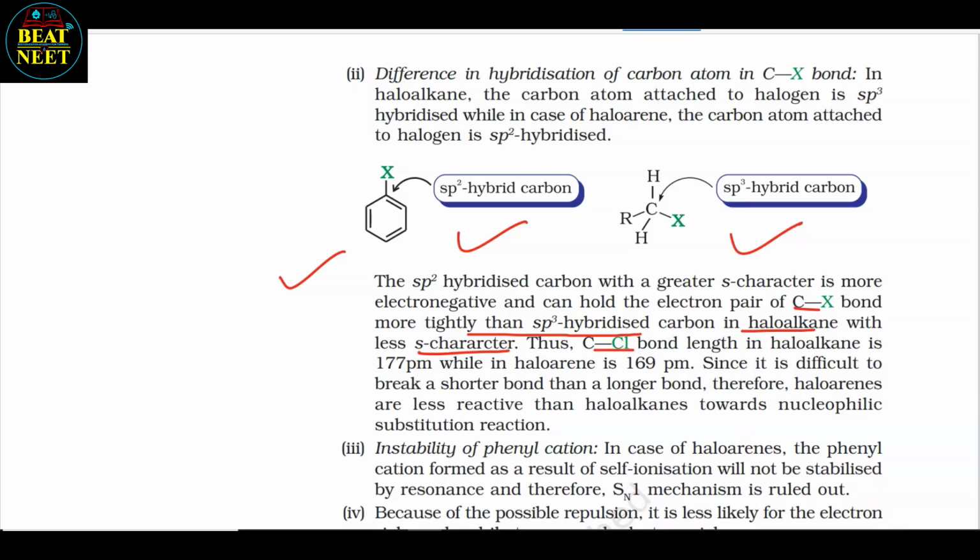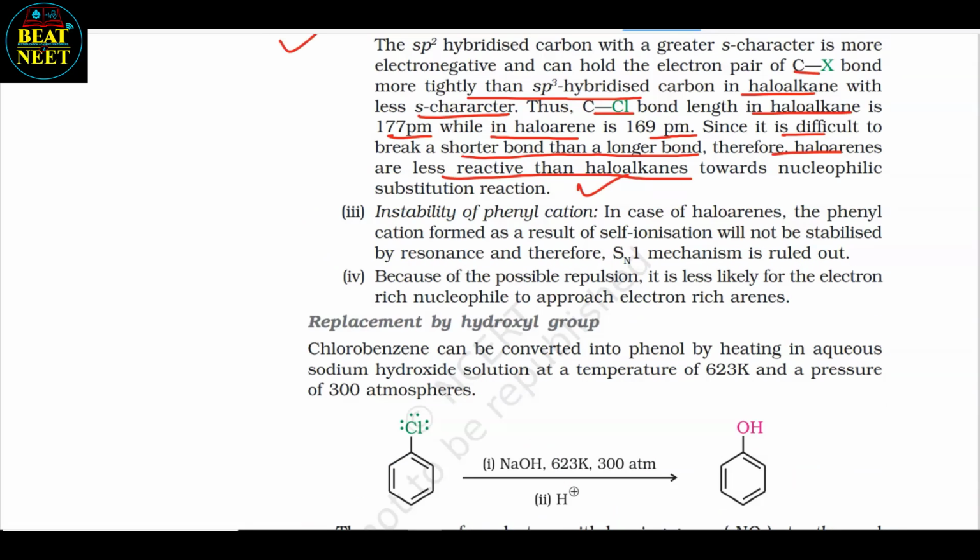The C-Cl bond length in haloalkane is 177 pm, while in haloarene it is 169 pm. Since it is difficult to break a shorter bond than a longer bond, haloarenes are less reactive than haloalkanes towards nucleophilic substitution reaction. Number 3, instability of phenyl cation. In case of haloarenes, the phenyl cation formed as a result of self-ionization will not be stabilized by resonance, and therefore the SN1 mechanism is ruled out.